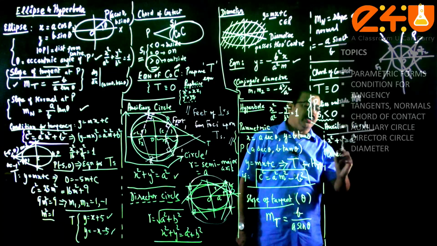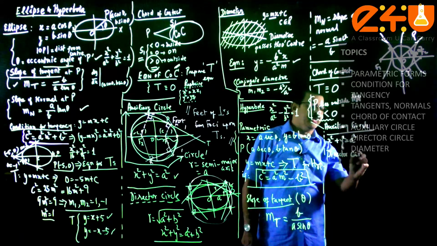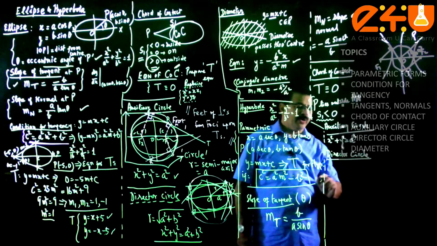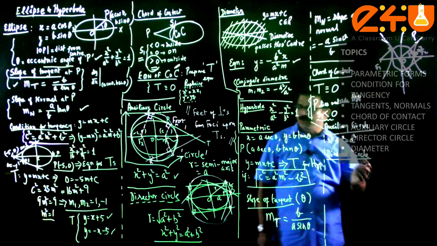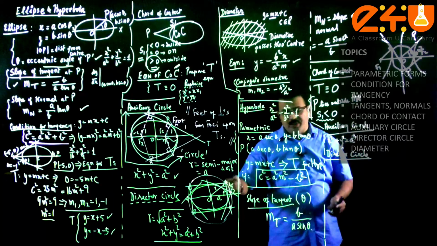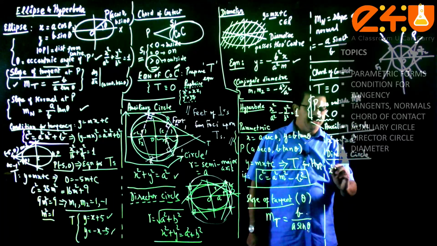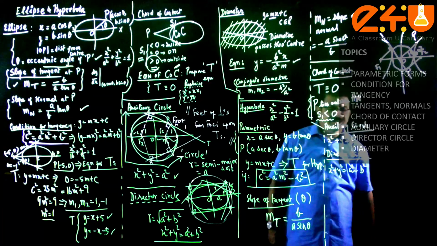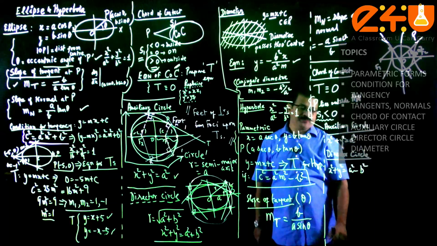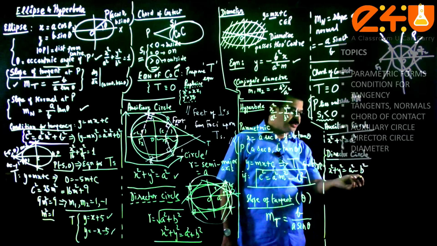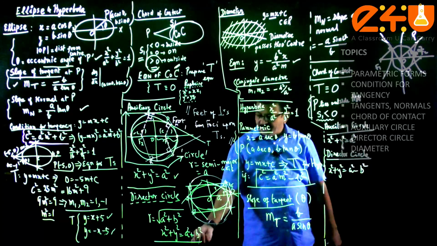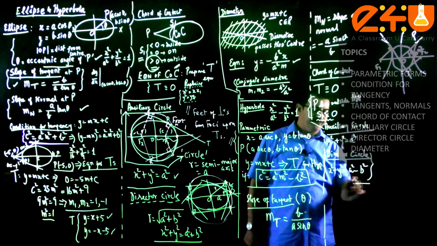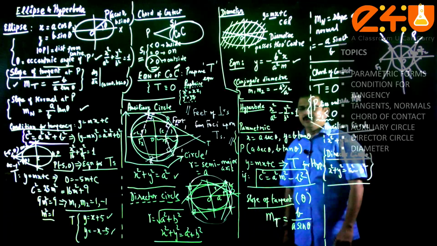And quickly going to the director circle, that is the locus of points of intersection of mutually perpendicular tangents. So x squared plus y squared is a squared minus b squared. Again there is a change: the sign of b squared has to be changed from positive to negative. So we can arrive at the equation of the director circle.